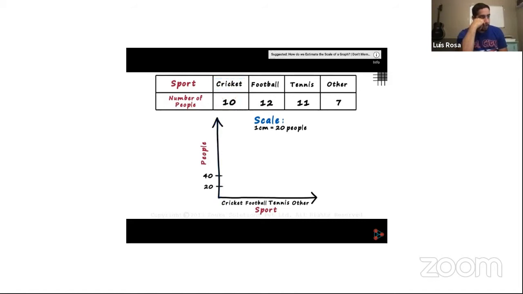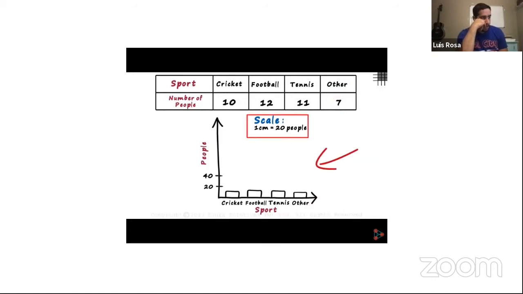10 people said cricket. The height of the bar will be half of 20, approximately this tall. 12 people said football, so the bar will be slightly higher than the bar for cricket. 11 people said tennis, and 7 people named other sports. So this is the bar graph we get if we choose this scale.